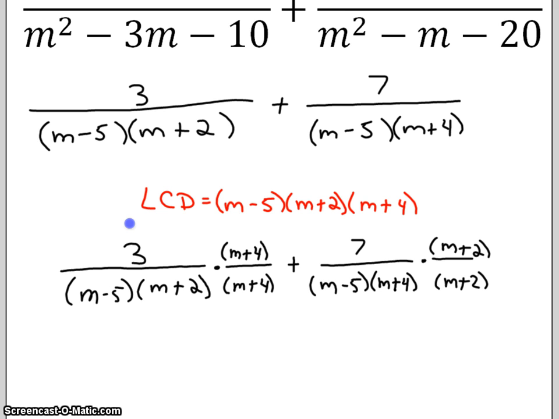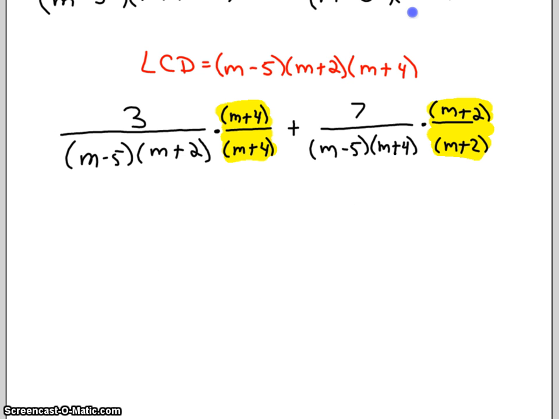Okay, a thing to keep in mind, the reason that this can be done. This m plus 4 over m plus 4, that's equivalent to 1. So we're not changing that fraction at all. This m plus 2 over m plus 2, that also is equivalent to 1. So again, we're not changing that fraction either. So we're actually not even changing this problem at all. All we're doing is rewriting these in a format so that you can actually add them. You need common denominators in order to add.